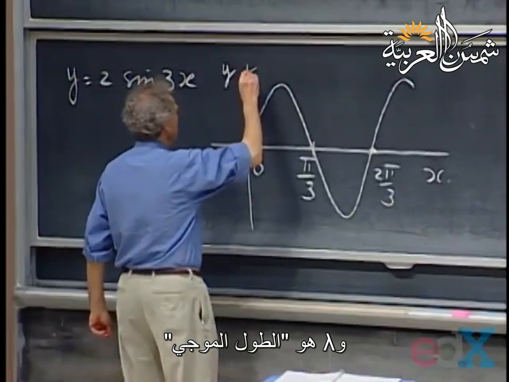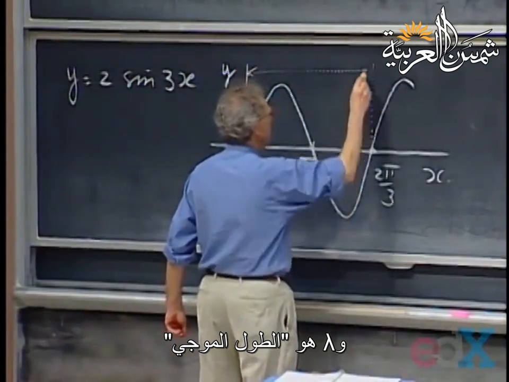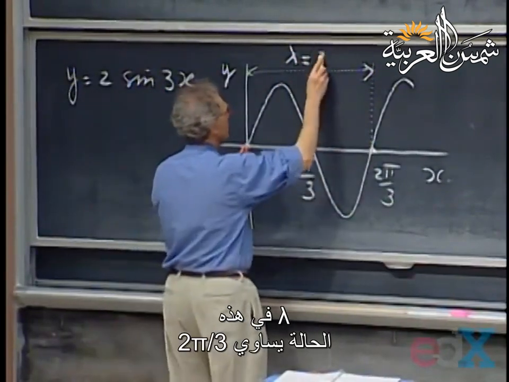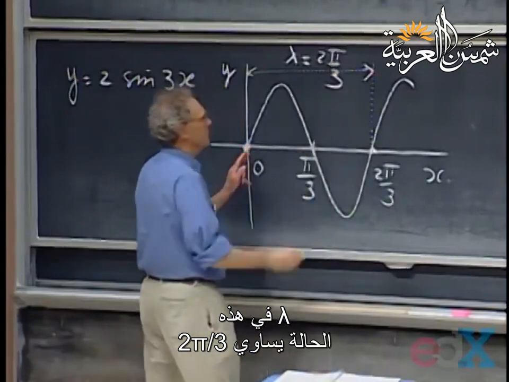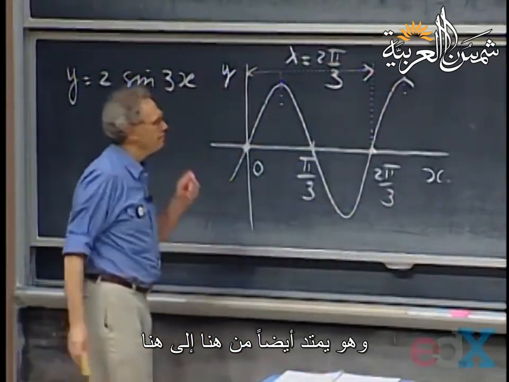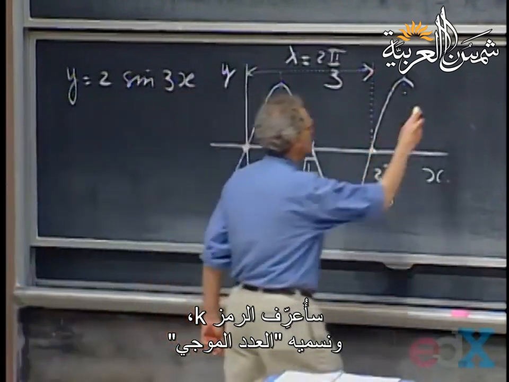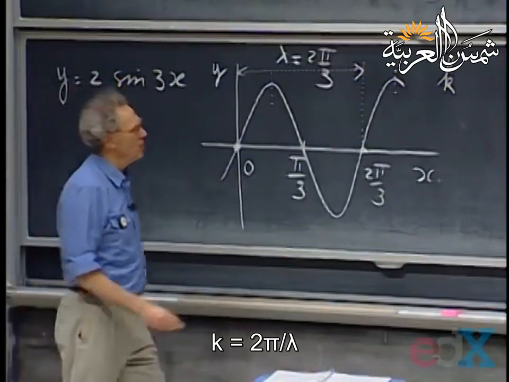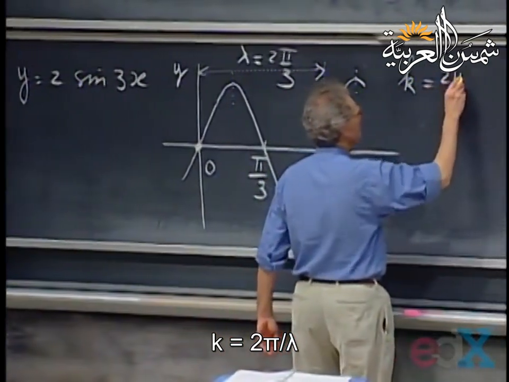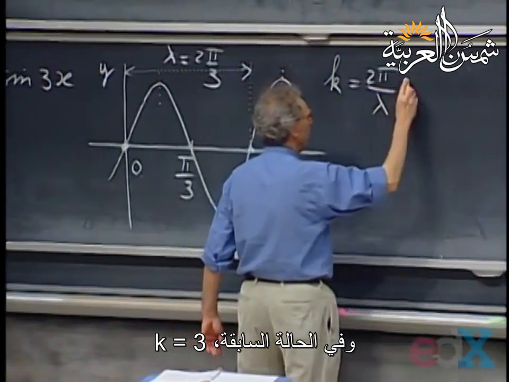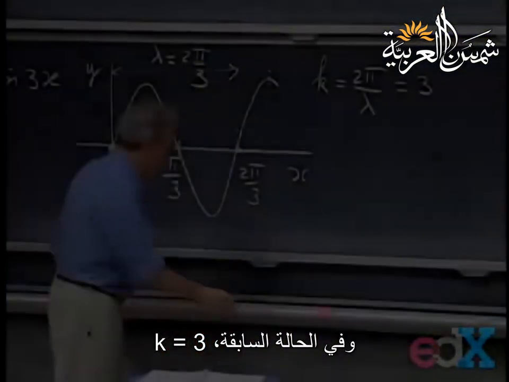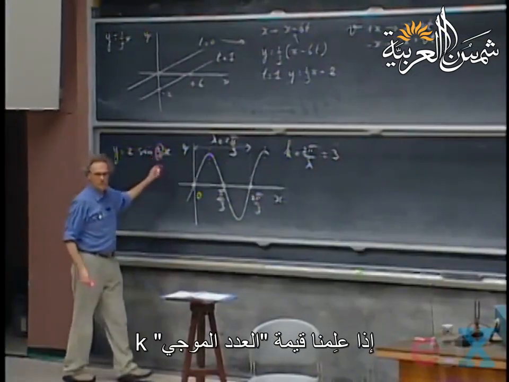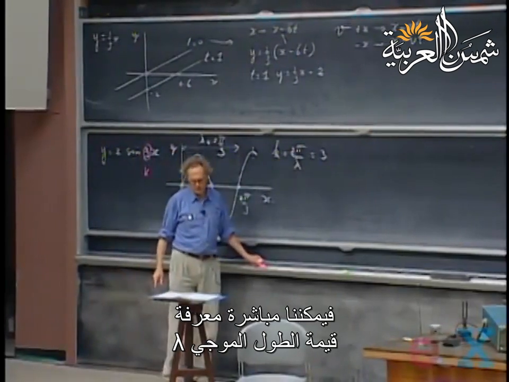And lambda, which we call the wavelength, in this case, is from here to here, that is 2 pi divided by 3. It's of course also from here to there. I will introduce a symbol k that you will often see. We call that the wave number, and k is simply defined as 2 pi divided by lambda. So in our specific case, k is 3. This here is k. If you know this number, you can immediately tell what the wavelength is.